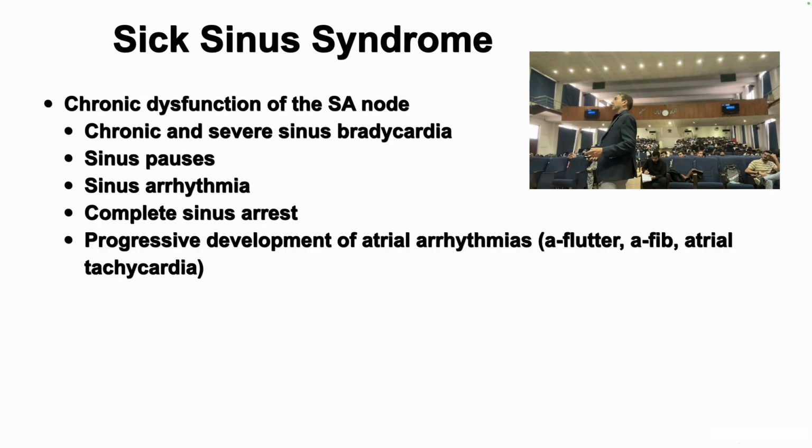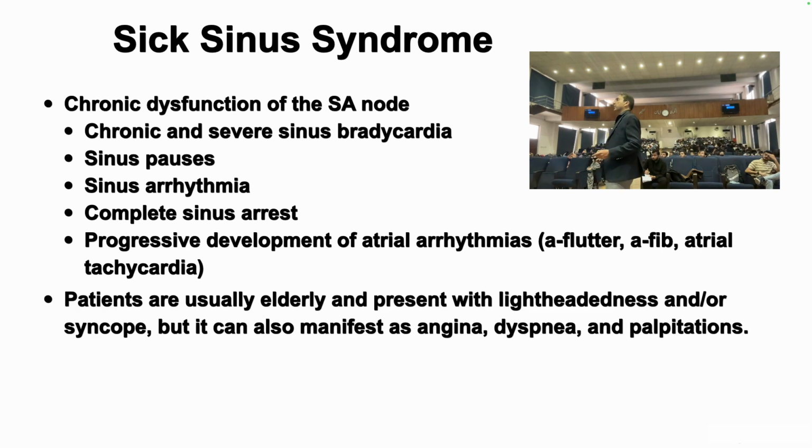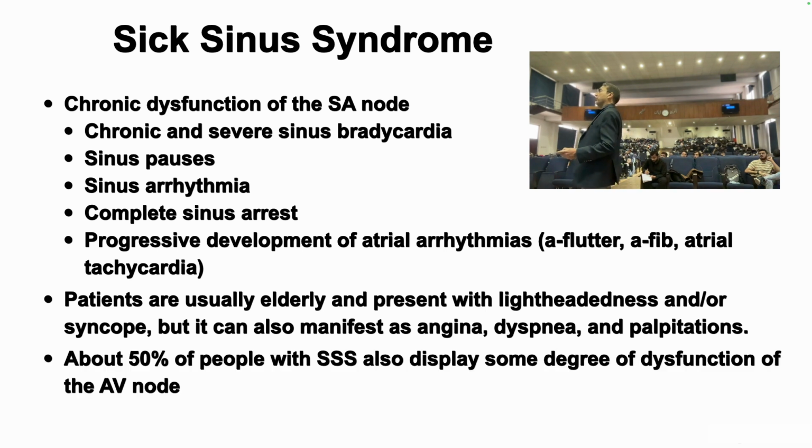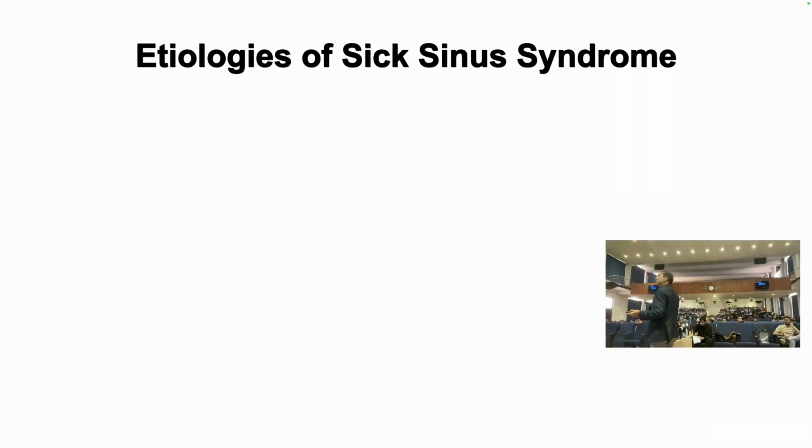Progressive development of atrial arrhythmias like atrial fibrillation, atrial flutter, atrial tachycardia. Patients are usually elderly and present with lightheadedness or syncope, but it can also manifest as angina, heart failure, and palpitations. So these may be presentations. About 50% of people with sick sinus syndrome also display some degree of dysfunction of the AV node as well, because this is generally a degenerative disorder. When there is degeneration in the SA node, there may be degeneration in other parts of the heart as well. So it may be degeneration in the AV node as well.